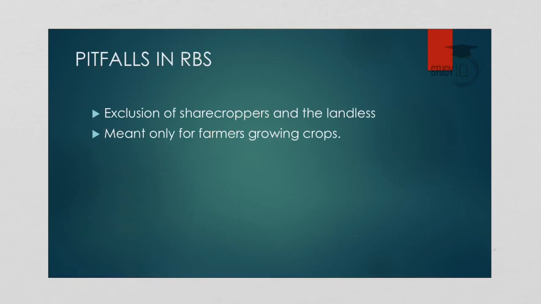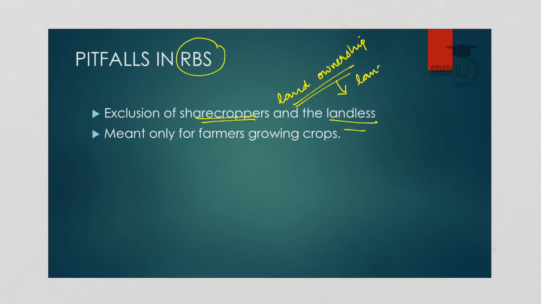Now let us understand what are the pitfalls or shortcomings in the RBS, or the Rythu Bandhu scheme. The first one is the exclusion of sharecroppers and the landless. This is one of the biggest problems. Under the Rythu Bandhu scheme, the payment or the income support is intended only for the farmers who grow the crops, and it is based on the land ownership of the farmers. So definitely when land ownership is considered, those farmers who are landless, those who are tenants will be excluded. This is a major shortcoming of the scheme.